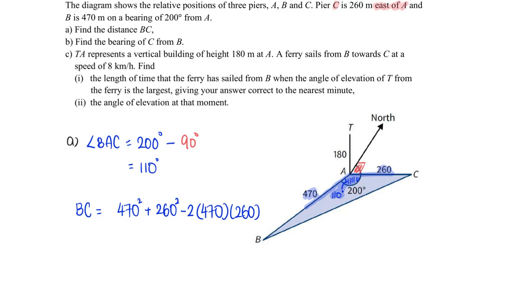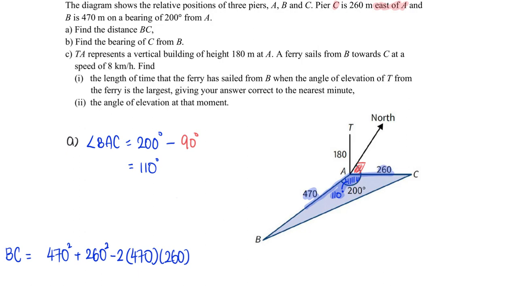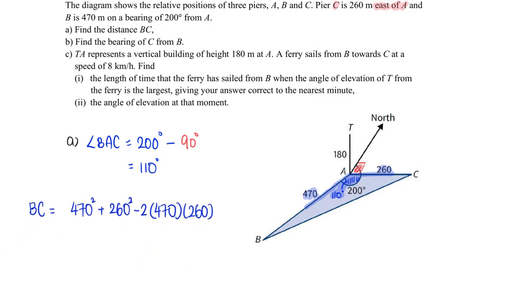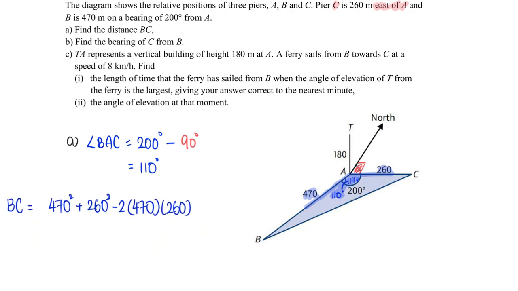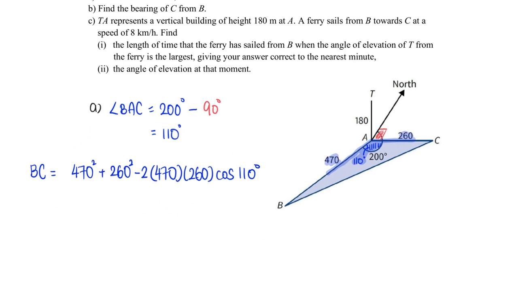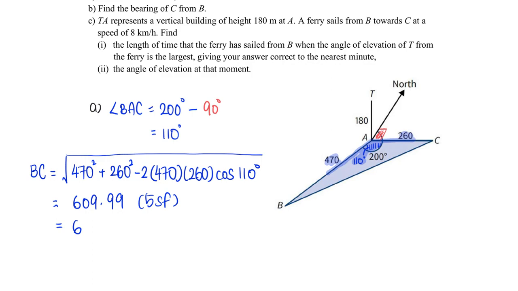Okay, Mr. Tan has no space, so Mr. Tan is going to do some adjustment, okay? Cosine 110 degrees, and after which I don't need to remember the square root. This will give me a value of 609.99, 5 SF, followed by a 3 SF answer, 610 meters.